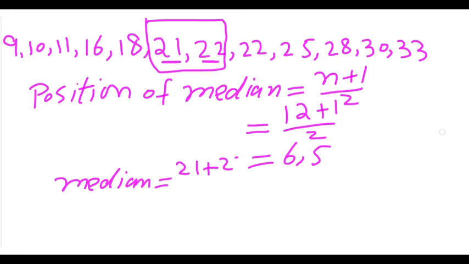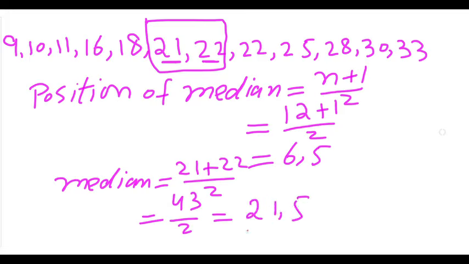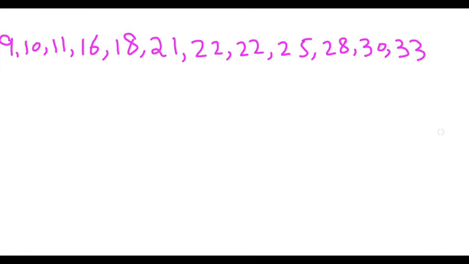21 plus 22 divided by 2. That will give me 43 divided by 2. The answer is 21,5. So this is the median, my final answer. I'll show you the second method also. Must remember, if they give you data in an ordered set, then you don't need to order from small to big.